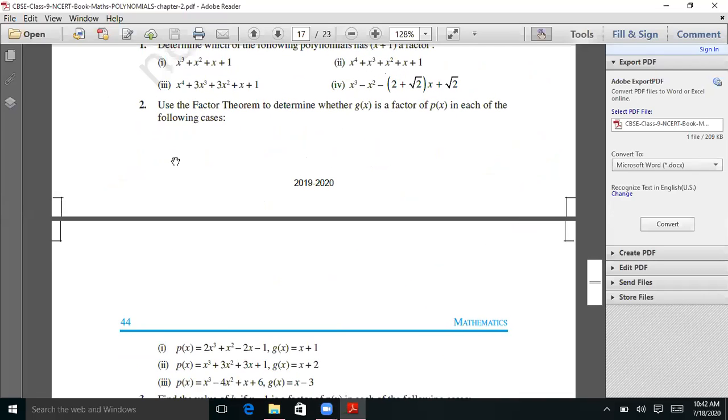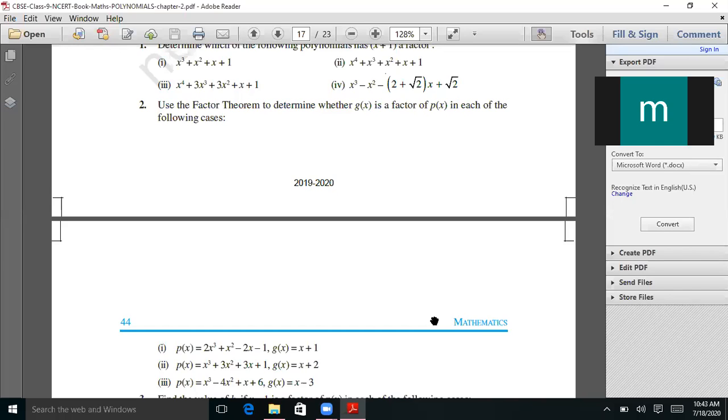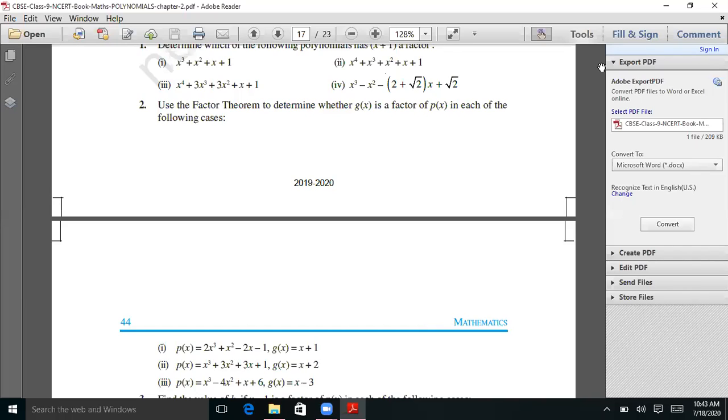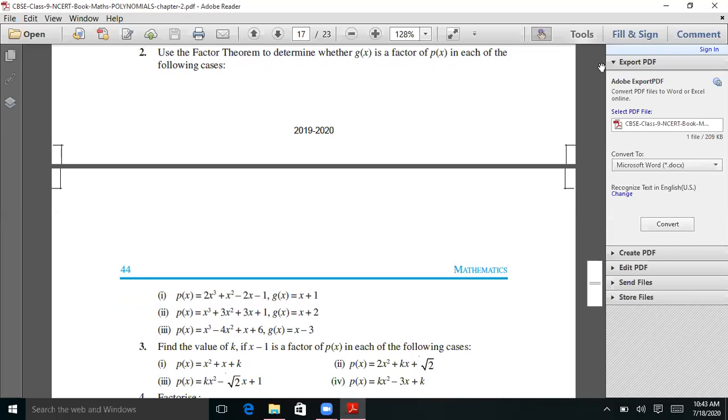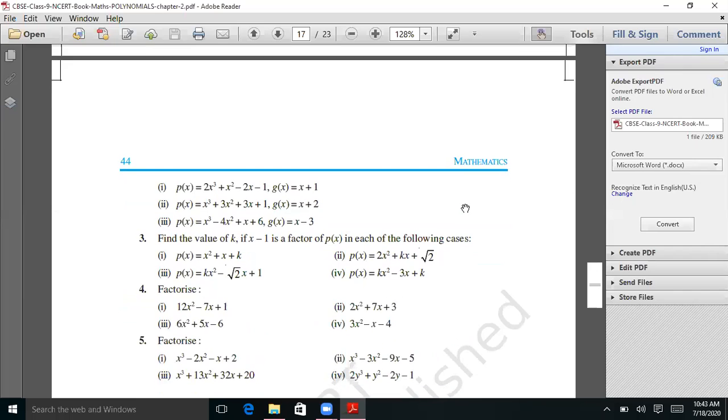So let's do the next question now. Use the factor theorem to determine whether g of x is a factor of p of x in each of the following cases. Here you are to tell whether g of x is a factor of p of x or not. So here g of x is the given divisor and p of x is the given polynomial, which is the dividend. So it's also the same. Here you are to tell in the first part whether g of x is a factor of p of x or not.